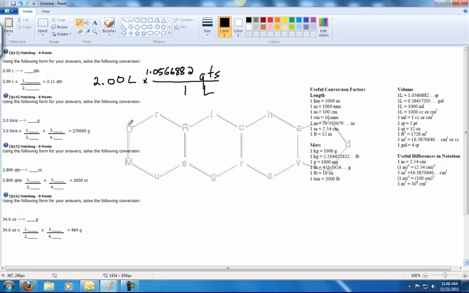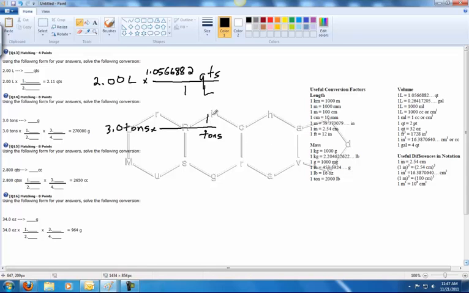Looking at the next one, we're going from 3.0 tonnes to grams. 3.0 tonnes. We know tonnes is going to go on the bottom to cancel. We're going to look for a relationship between tonnes and grams here, and there is no relationship that allows us to go straight from tonnes to grams. In fact, there's only one relationship here. It involves tonnes, and that has to do with pounds. So we've got 1 tonne giving 2,000 pounds.